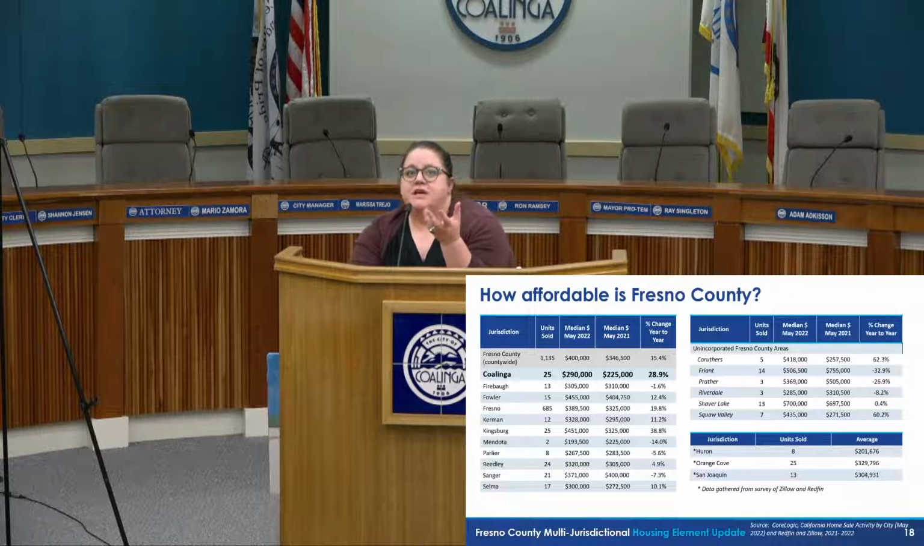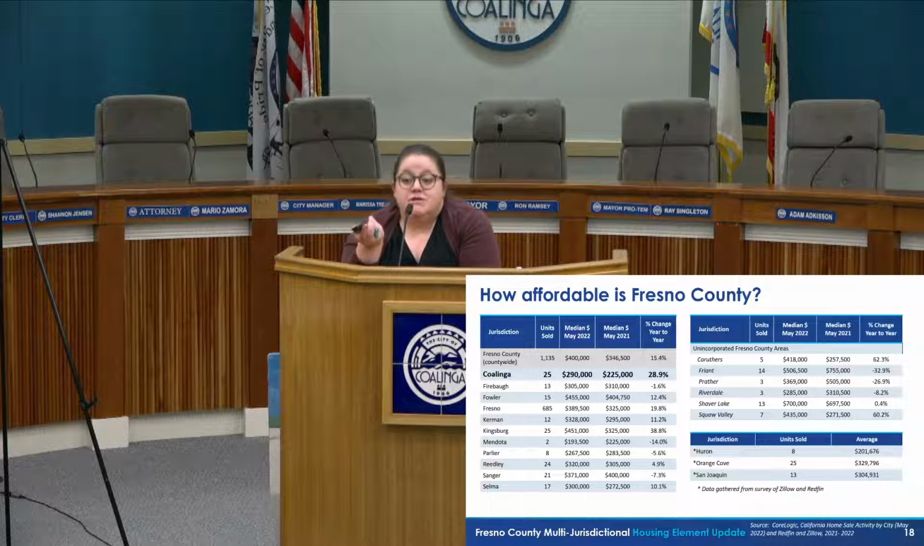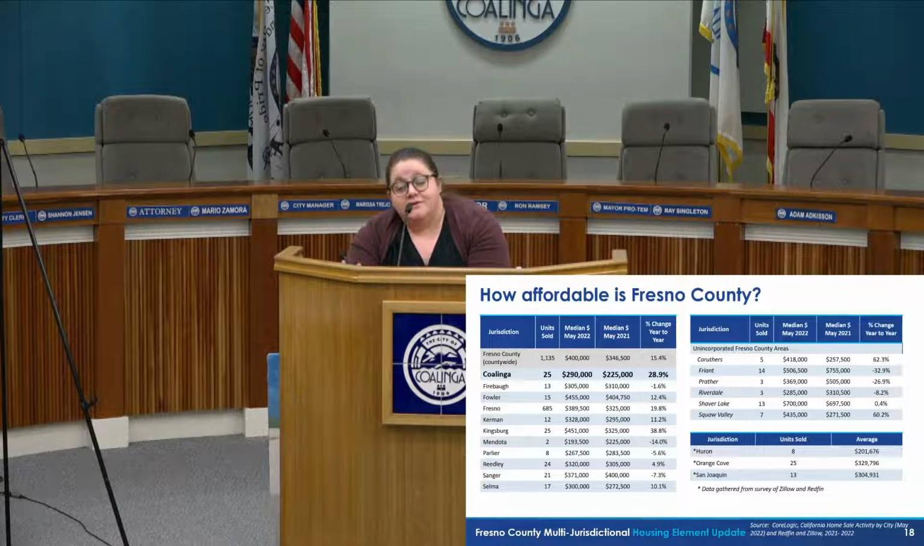So these numbers are taken from Zillow and the California Home Sale Activity, and these are from May 2022, so I know there has been a little variation. But what we're looking at, median home cost back in May of 2022 was $290,000 here in Coalinga for new home sales. And then back in 2021, it was $225,000. So in that 1 year time, there was a 28.9% increase in home costs here in Coalinga.